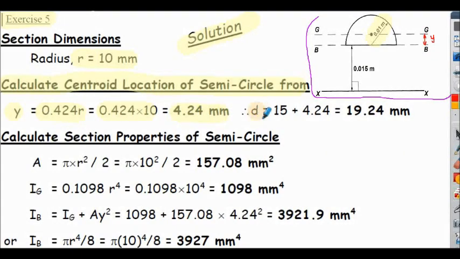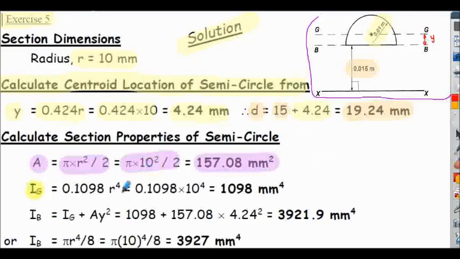And then to calculate dimension D, which is from the XX axis to the centroid of the semicircle, that will be the 0.015 meters on the diagram, 15 millimeters, added to the Y value. So our D value is 19.24 millimeters. I'll calculate the section properties for the semicircle. The area, pi r squared divided by 2, that evaluates to 157.08 millimeters squared.